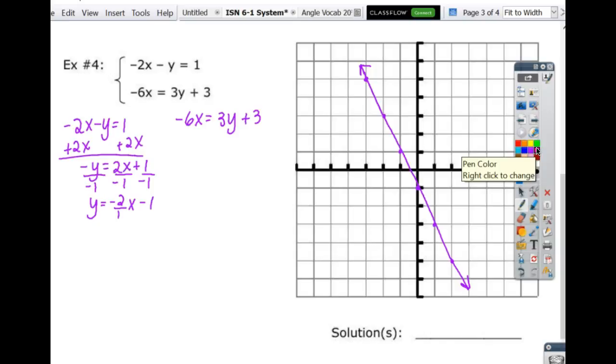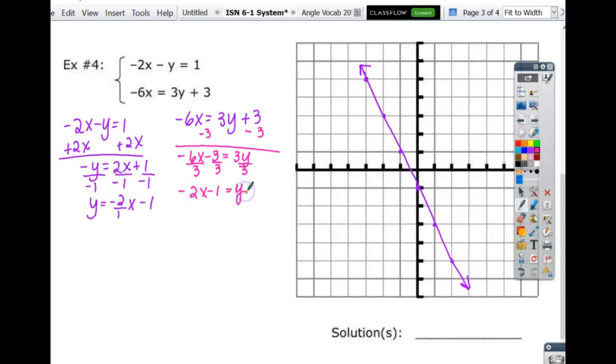Again, I want to solve for the y. So I'm going to subtract 3. And divide by 3. Does anybody notice anything? It's the same. So that means it's the same line, like one on top of another. So this is infinite solutions.